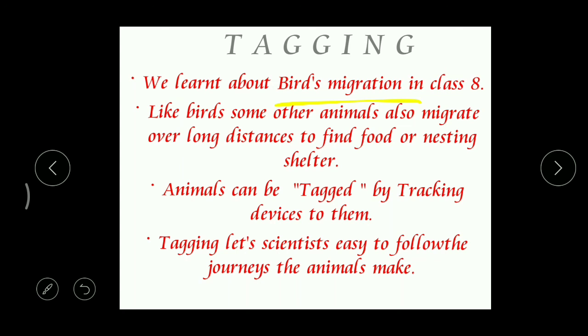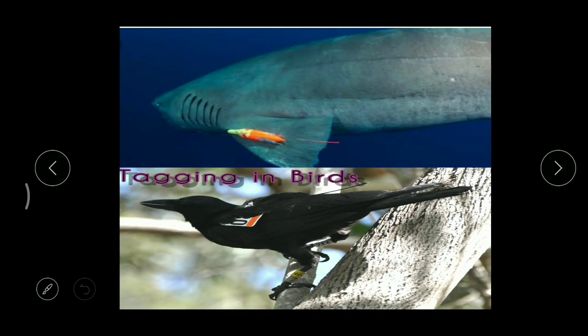So for the sake of what? For the sake of food and shelter, and even for reproduction, these animals, not only the birds, but even animals are also moving from place to place. So these animals can be tagged by tracking devices. Tagged by tracking devices. Here, if you carefully observe this picture, what is this?